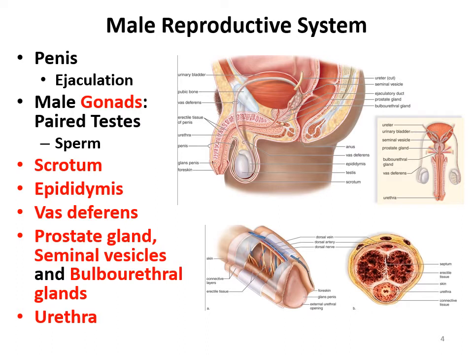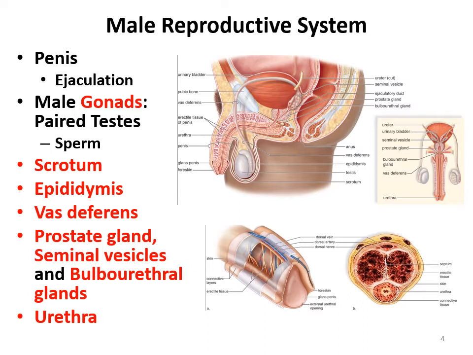Now, in addition to the penis, it's important to also know the gonads, which are the paired testes, and they're involved with the production of sperm, so the production of the male gametes. But in addition to that, I want you to put a little star next to sperm and say, and hormones, okay? Testes do not just produce sperm, but they also produce hormones, for instance, testosterone, right?